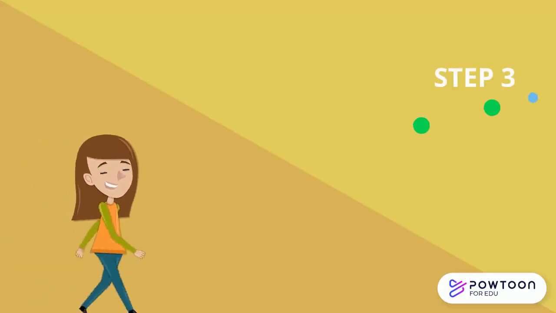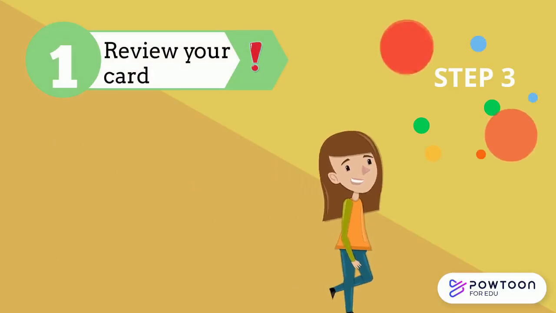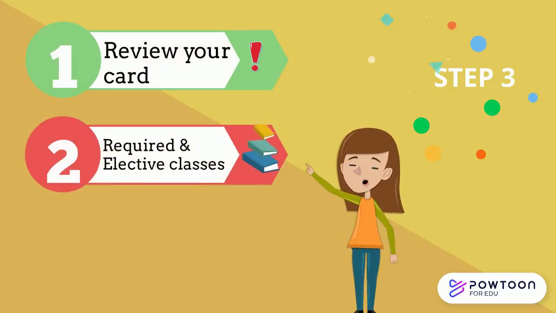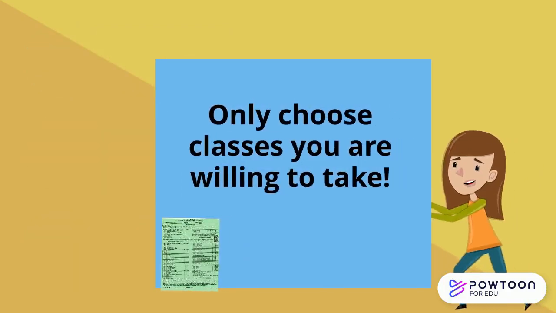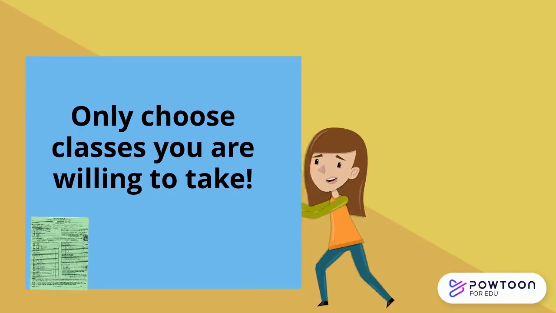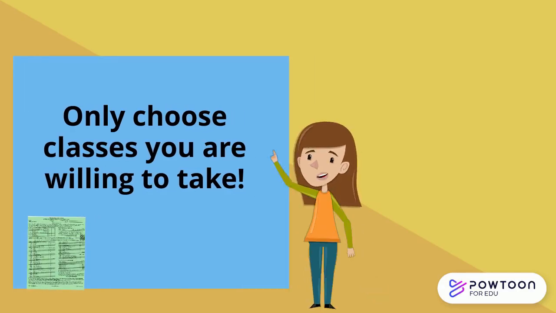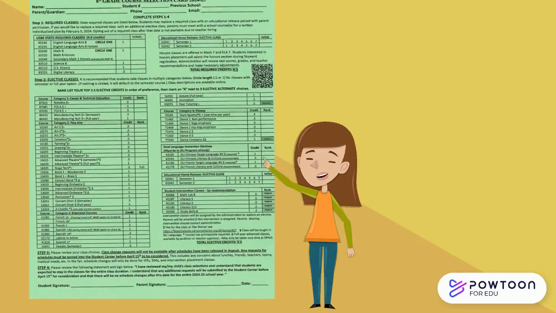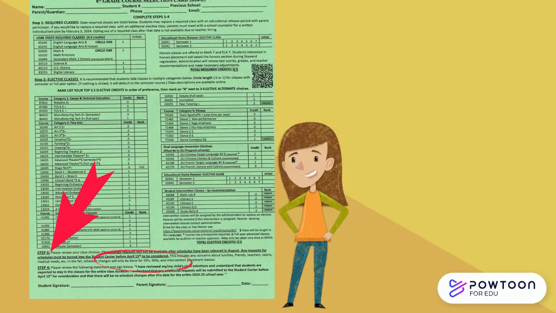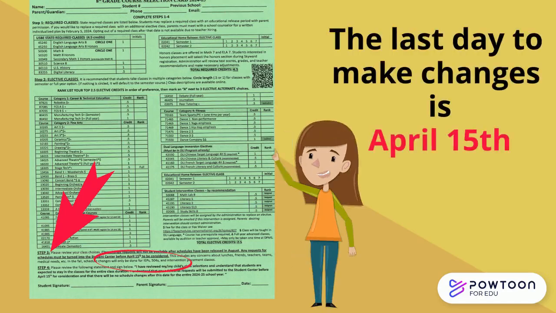Now on to step 3. Before you turn in your card, you'll need to review your registration. Make sure you have all your required and elective classes, and make sure they add up to 7 credits. Please choose your classes wisely because there will be very limited schedule changes. Any request to changes on your schedule, including late start, must be emailed to your school counselor before the date listed under step 3. Look at your card now and circle that date. Changes to your schedule will only be made if you need an intervention class, so now is the time to decide what classes you want.